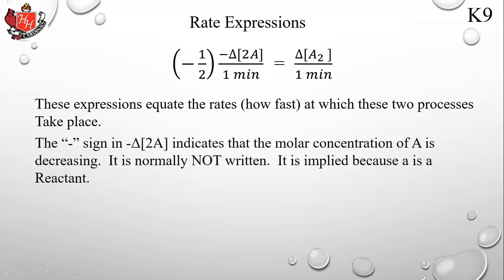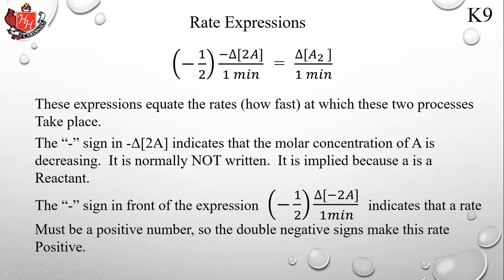The negative sign in front of delta 2A indicates that the molar concentration of A is decreasing. It is not normally written. It is implied because it's a reactant. In other words, since you know you're on the reactant side, you don't have to write the negative sign. You know since it's a reactant, it's going to be decreasing. So the negative sign is implied, even though you don't actually write it.